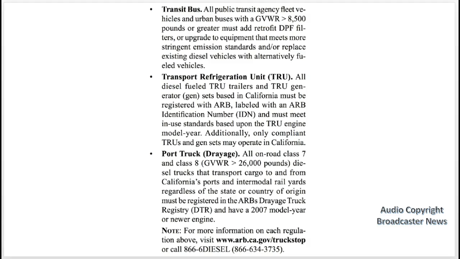Note, for more information on each regulation above, visit www.arb.ca.gov/truckstop or call 1-866-6-DIESEL.